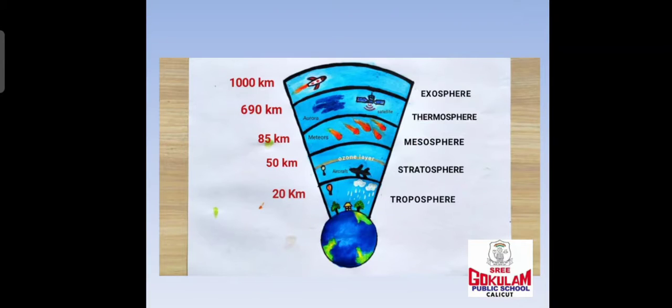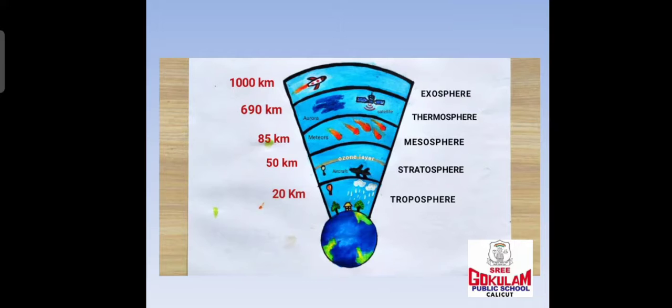Now we can learn about troposphere. Troposphere extends up to about 15 to 20 kilometers above the surface of the earth. Most weather changes take place in this layer, and this is the only layer in which we can breathe normally. Next is stratosphere. Stratosphere extends up to 50 kilometers above the surface of the earth. It contains the ozone layer, and the jet planes usually fly in this layer.